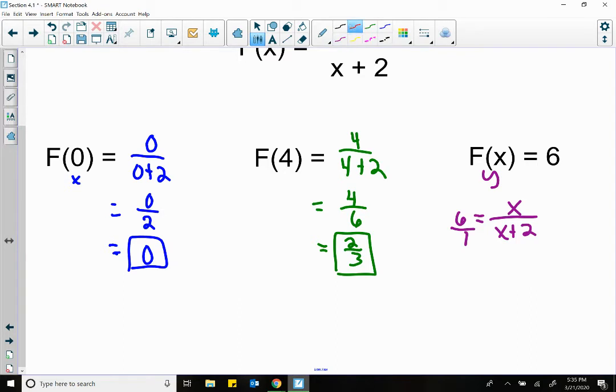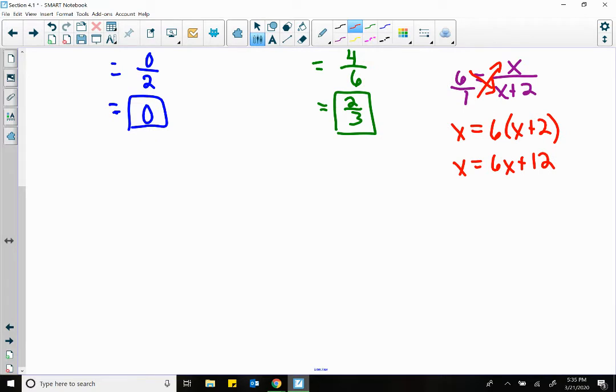So all we got to do is take the 1 times x, and that's x, equal to, we're going to take the 6 times all of that x plus 2. So you need to make sure that you distribute through on that, okay? So 6 times x is 6x. 6 times 2 is 12. And then you just keep solving, continue solving, get the x by itself.